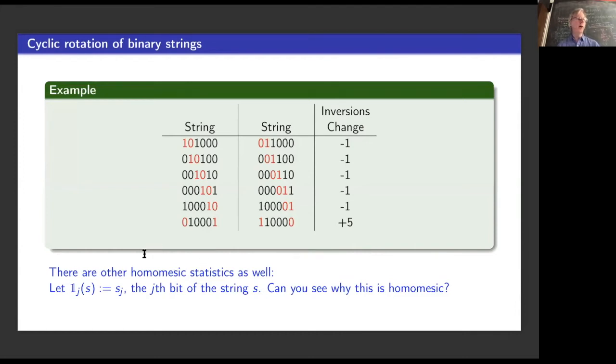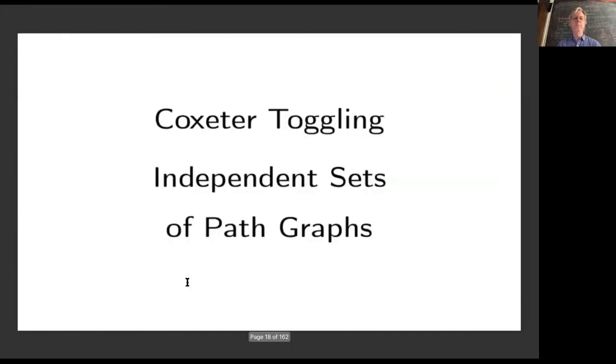So there are other homomesic statistics as well. For example, if you just looked at the indicator function of any given position, that actually would also be homomesic, and I'm sure you can see why with a minute's thought.